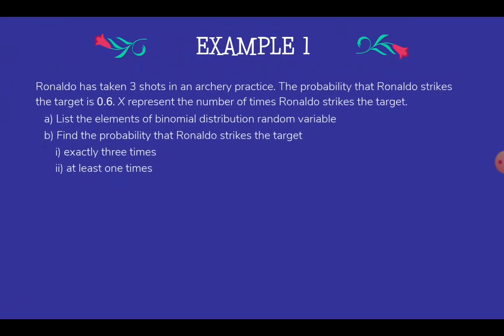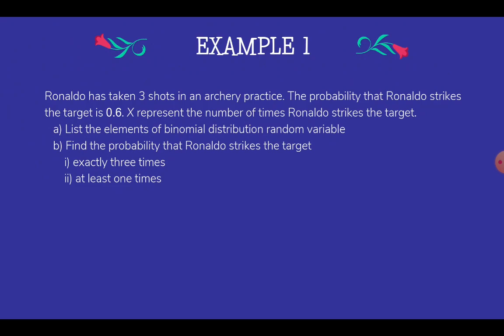Okay, let's look at example 1. Ronaldo has taken 3 shots in an archery practice. The probability that Ronaldo strikes the target is 0.6. X represents the number of times Ronaldo strikes the target. A. List the elements of the binomial distribution random variable. B. Find the probability that Ronaldo strikes the target exactly 3 times and at least 1 time.